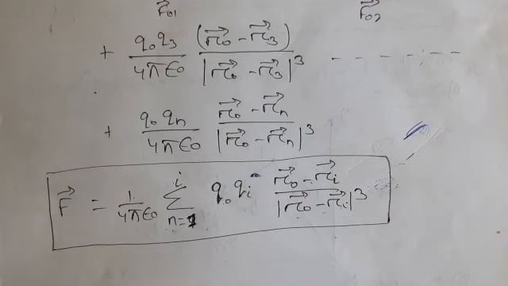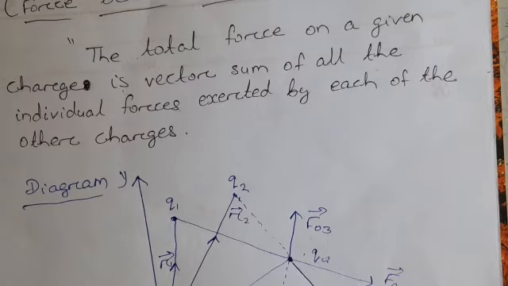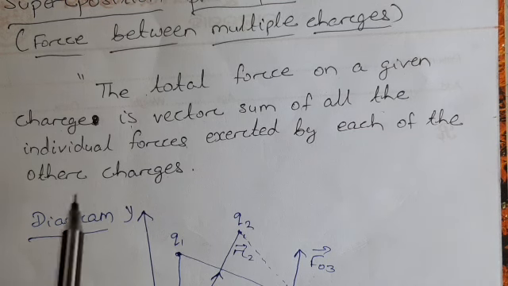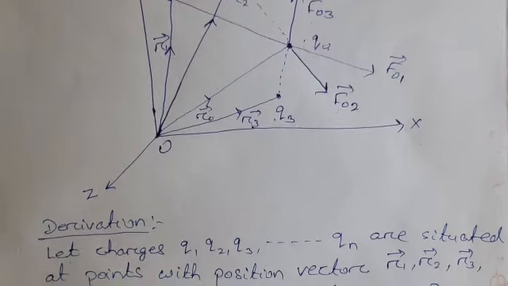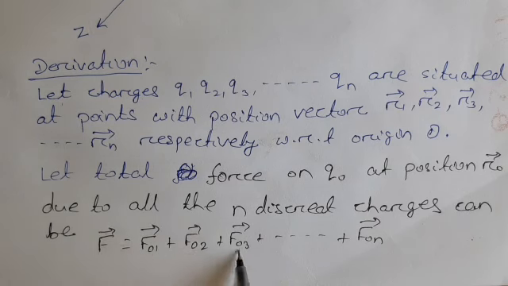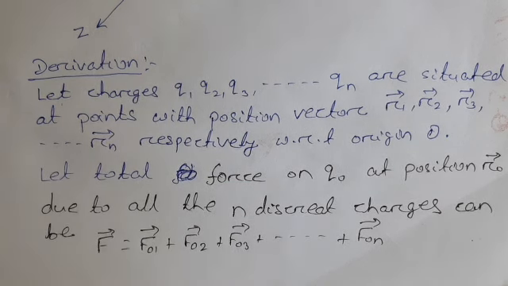So this is the superposition principle or force due to multiple charges, which states that the total force on a given charge is the vector sum of all the individual forces exerted by each of the other charges. That is, I can write F equal to the sum of F naught 1, F naught 2, F naught 3, up to F naught n. Means force on charge Q naught due to Q1 plus force on charge Q naught due to Q2 plus force on charge Q naught due to Q3 and so on.